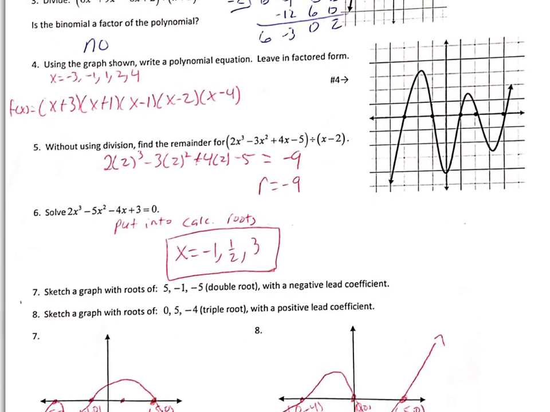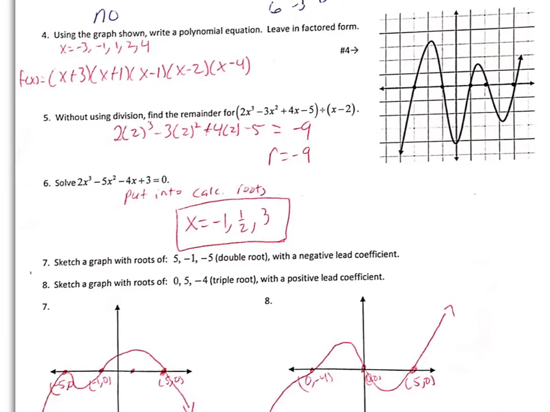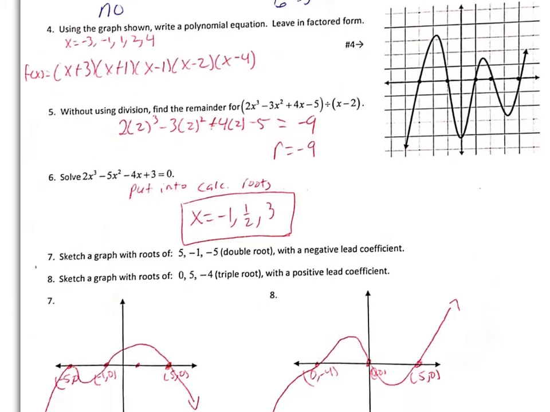On number 4, I got each real zero from the graph: negative 3, negative 1, 1, 2, and 4. It's the places where it crossed. And I left it in factored form, meaning it's all the factors listed out. I did not multiply them out. So I just took each root and listed it as a factor, and that is the factored form of the equation.